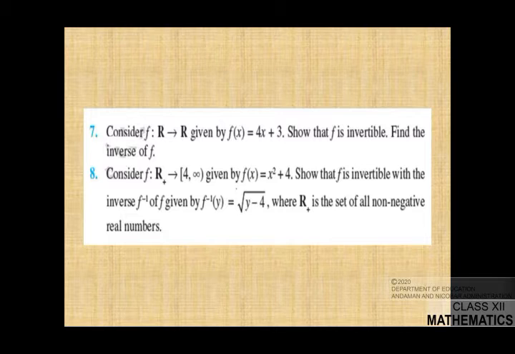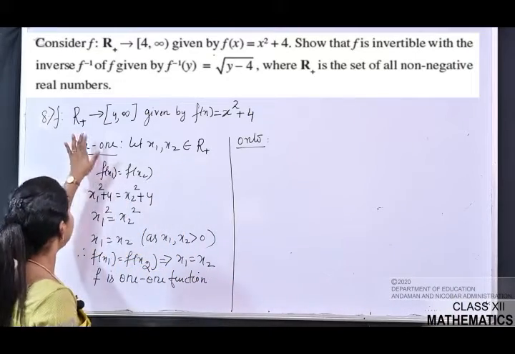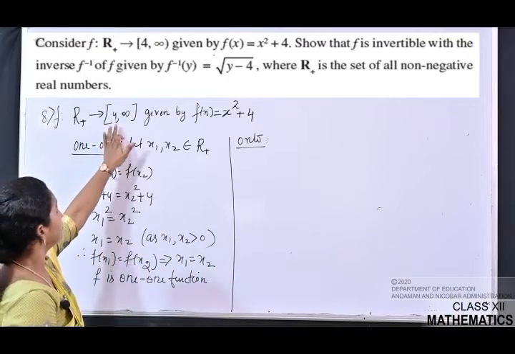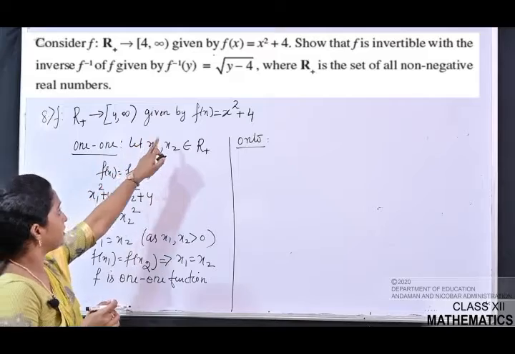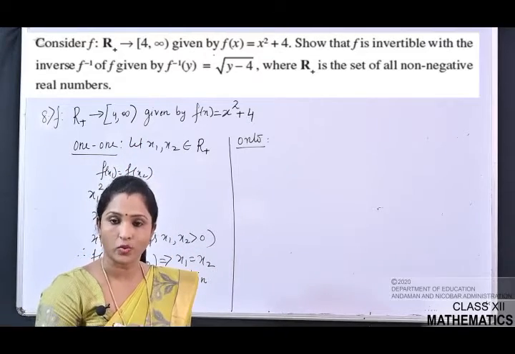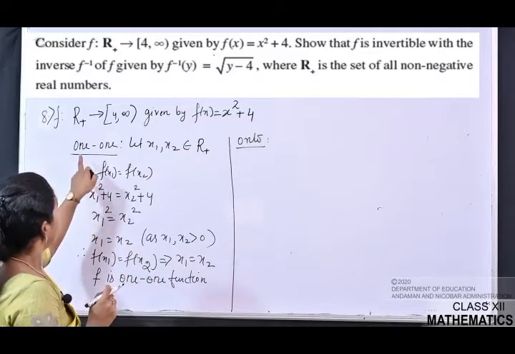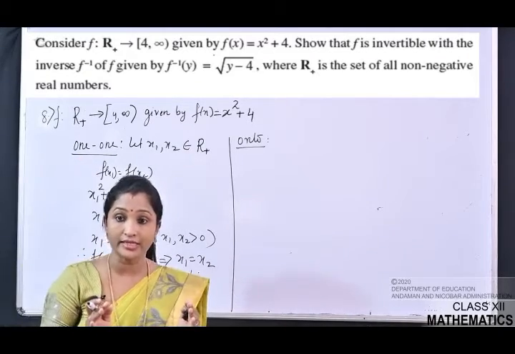Correct? Now eighth question is a very very important question. Consider f is a mapping from R plus to 4 infinity given by fx is equal to x square plus 4. Show that f is invertible with the inverse f inverse of y given by f inverse of y is equal to root over y minus 4, where R plus is the set of all non-negative real numbers. Now see here, f is a mapping from R plus to, I think it's an open interval, okay, closed and open, correct, 4 infinity, given by fx is equal to what? X square plus 4.